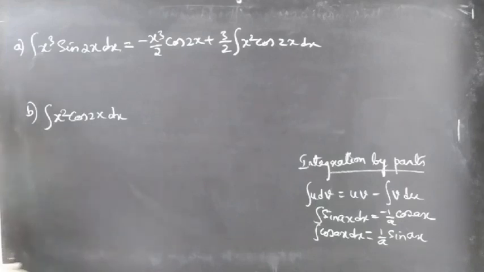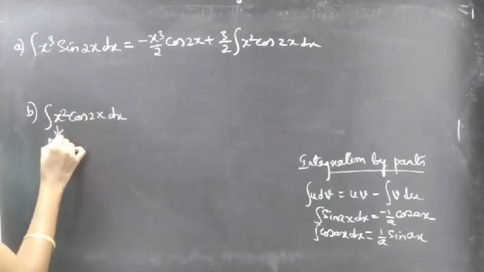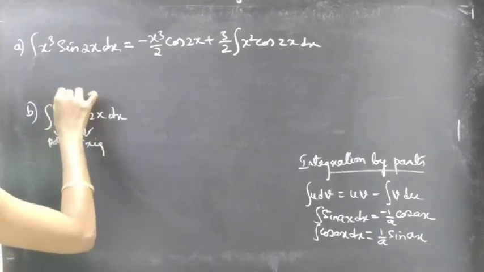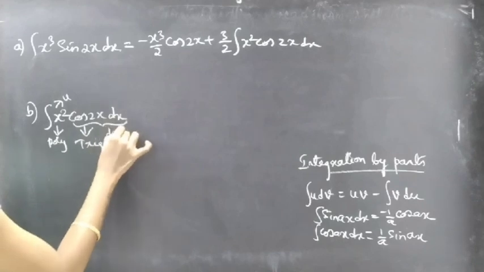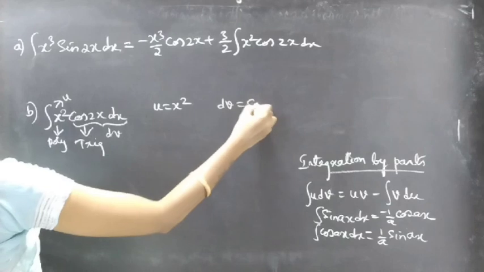Here also we are going to apply the integration by parts formula, and the integrand is a product of a polynomial and a trigonometric function. So let's take the polynomial function as u and the remaining part as dv. We have u equal to x square and dv equal to cos 2x dx.